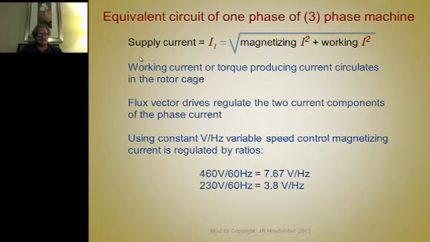Using constant volts to hertz ratios, variable speed control is used, and that controls the magnetizing current by keeping the ratio of the voltage and the frequency the same. This works pretty well for open loop systems and gives decent torque speed performance, except at very low speeds. This only works down to about 5 hertz.